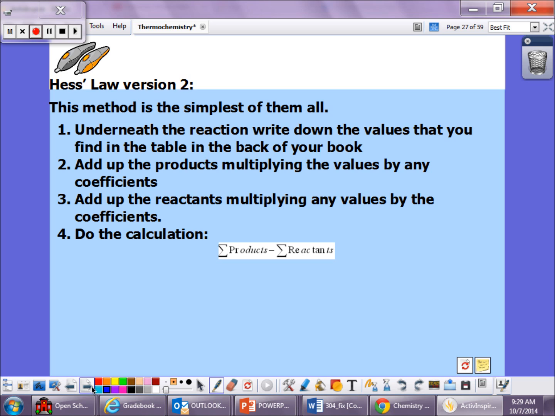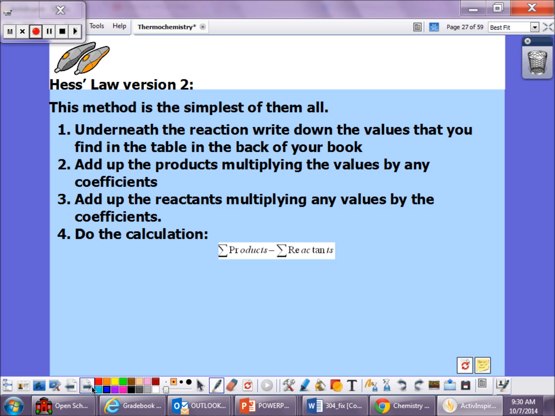Step 2, add up the products, multiplying the values by any coefficient. Don't worry about writing this because it's easier when we practice to see exactly what's going on. Step 3, add up the reactants, multiplying any values by the coefficients. Step 4, do the calculation.